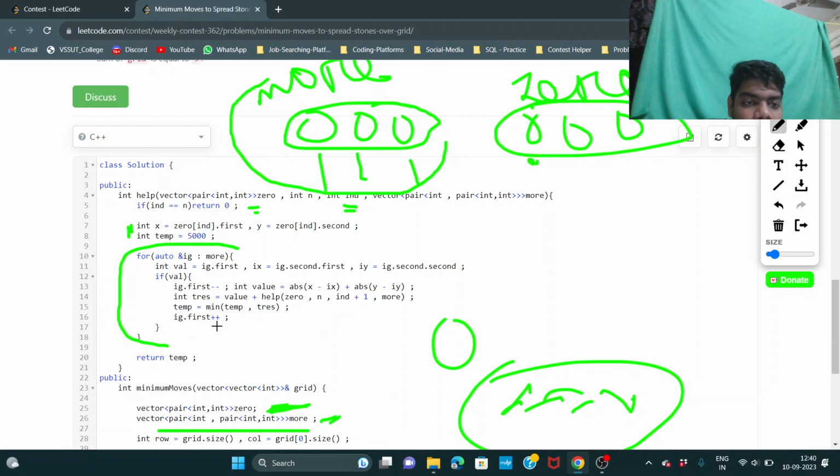After that, if the value is present, I mean if we have some value, I can replace this value with some other value.